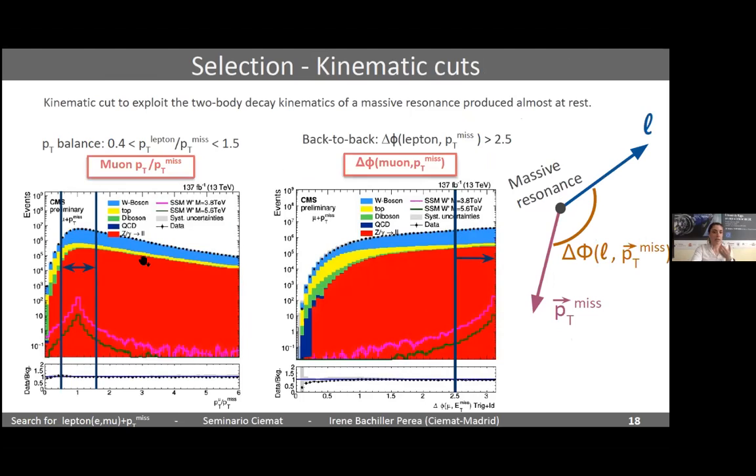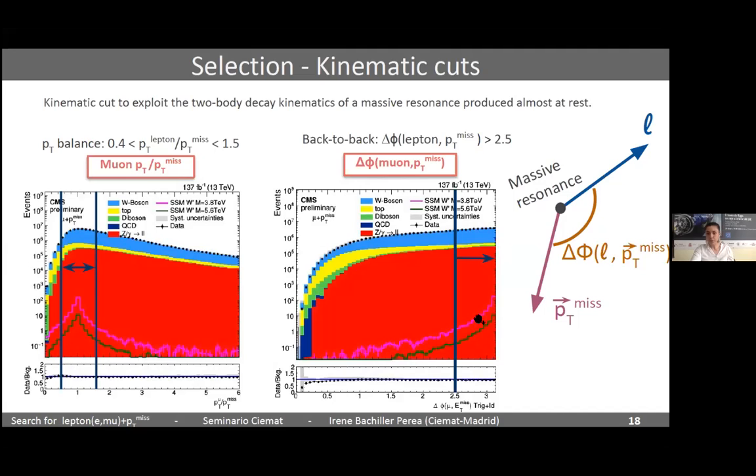If you see here the distribution on the left of the ratio of the muon PT over the missing PT, we are going to select the values close to 1 in order to be balanced. And you can see already how if we plot two signal points, they will peak in this region.